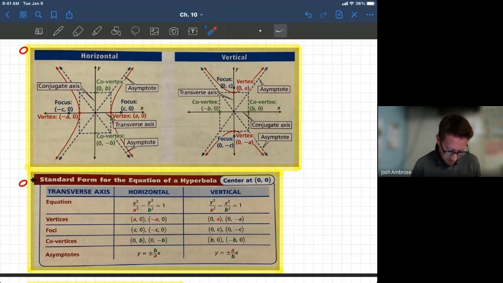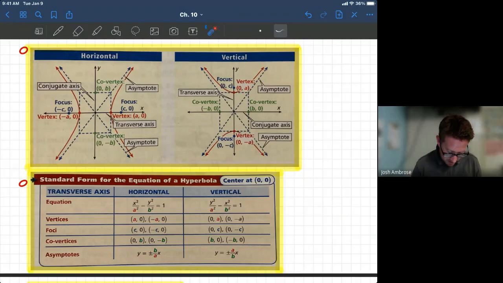This information right here is all about if you are looking at a given picture, and they want you to understand what is what. What's the vertex? What's the focus? What's the co-vertex? You're also going to see what I'm talking about when it comes to the conjugate axis and the transverse axis. You have your asymptotes, all that information. I get that it's a bit overwhelming, but copy it down, and it's going to make connections and make a little more sense as we go through the problems.